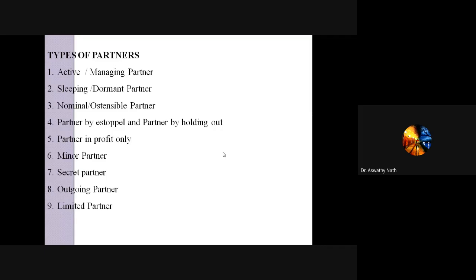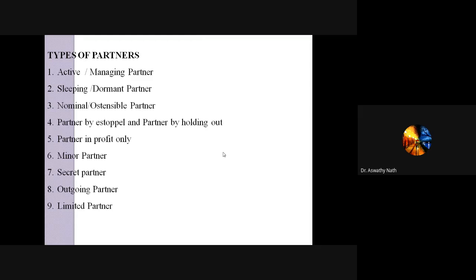A nominal partner doesn't have any real interest in the business, but gives his name to the firm. He never contributes any capital. He doesn't get any profit share, and he doesn't have any voting power. But he is liable to outsiders as an actual partner, because outsiders think he is a partner. So actually, he doesn't have any real interest, but he gives his name to the firm.